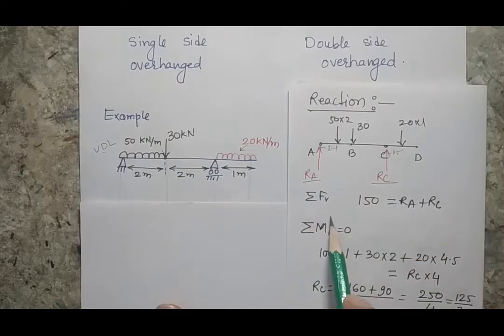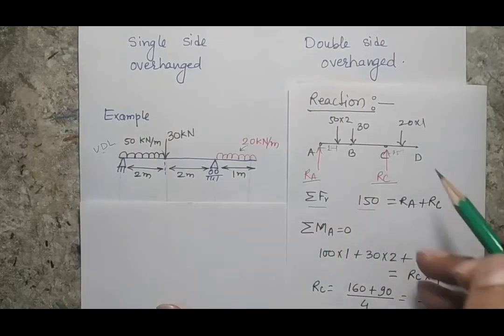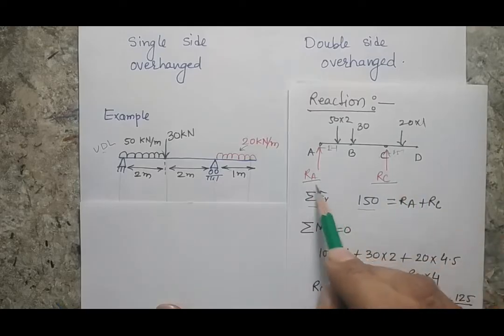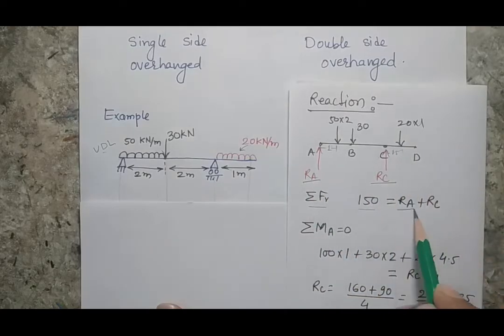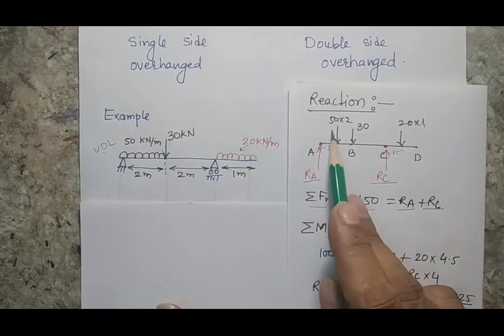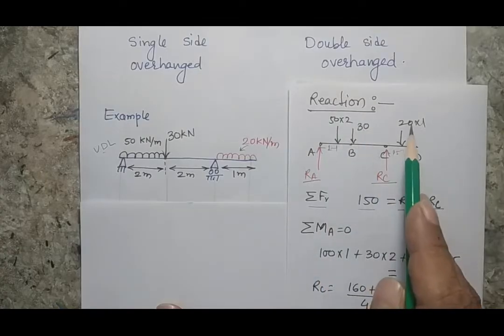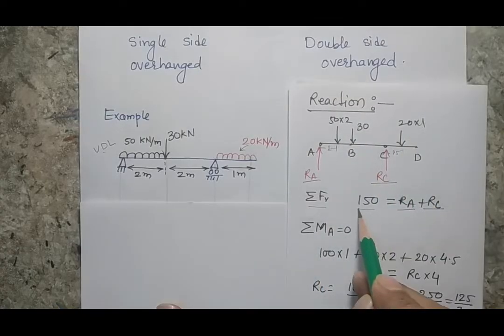Now we have to apply the laws of statics to get the reactions RA and RC. First I will apply the force balance. In case of force balance, the total vertical downward load will be balanced by the total vertical upward load. So these are RA plus RC. The total downward load is 100 plus 30 plus 20, so it would be 150 kilonewton.